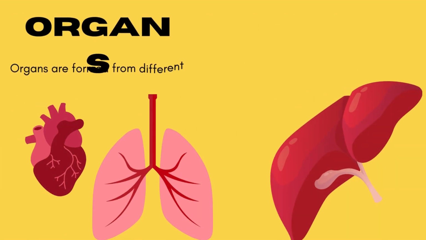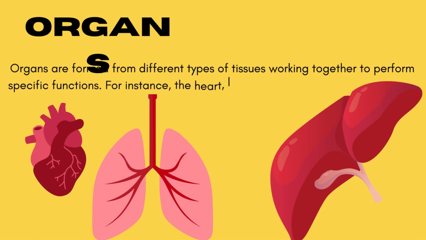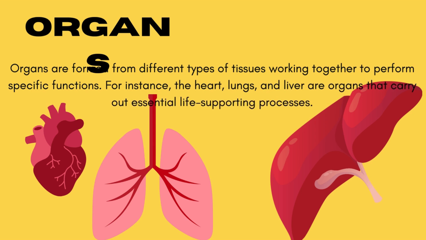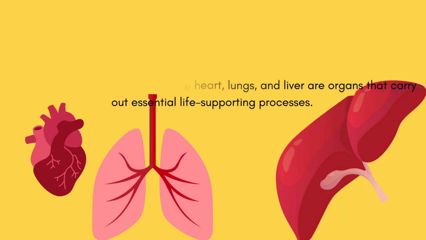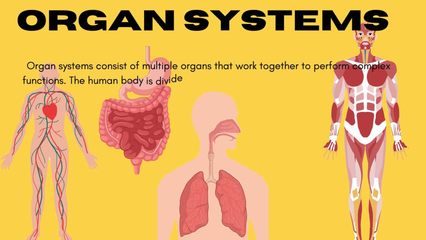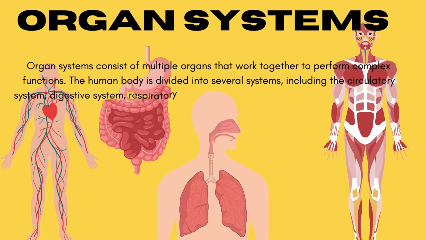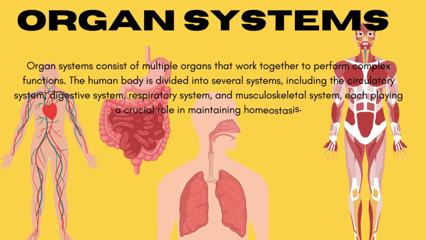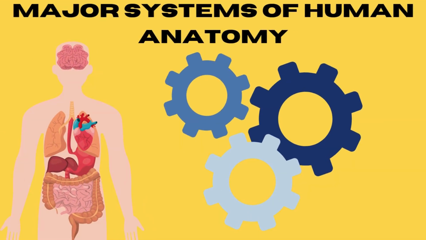Organs. Organs are formed from different types of tissues working together to perform specific functions. For instance, the heart, lungs, and liver are organs that carry out essential life-supporting processes. Organ systems. Organ systems consist of multiple organs that work together to perform complex functions. The human body is divided into several systems, including the circulatory system, digestive system, respiratory system, and musculoskeletal system, each playing a crucial role in maintaining homeostasis. Major systems of human anatomy.